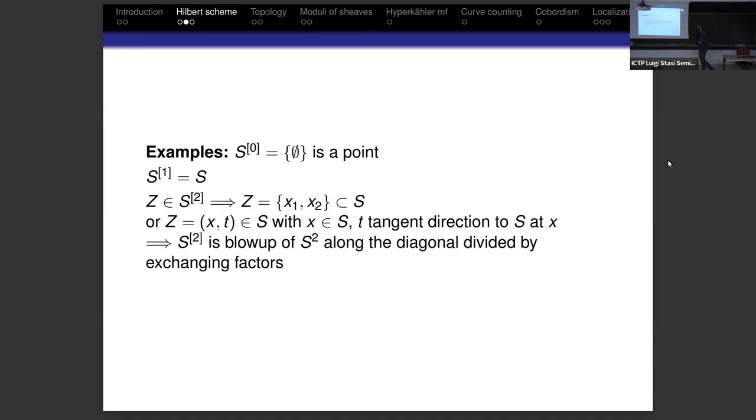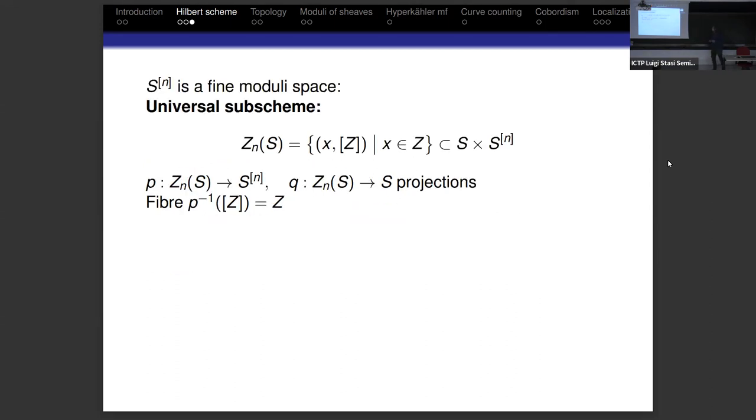And then if you look at the Hilbert scheme of 2 points, as I mentioned, a subscheme of length 2 is either two distinct points, or it is 1 point with a non-reduced structure of length 2. You can easily see that this corresponds to a tangent direction for the surface at that point. And so you have that these are given by a projective bundle over the surface. And if you work this out, you can see that the second Hilbert scheme is just: you take the product of S with itself, you blow it up along the diagonal, and then you take the quotient by the action exchanging the two factors.